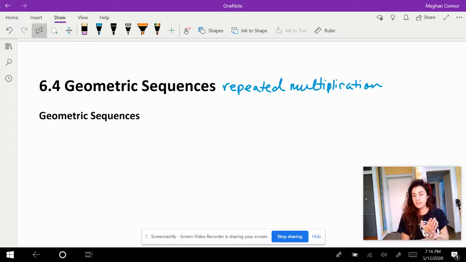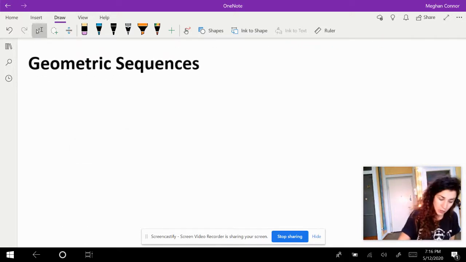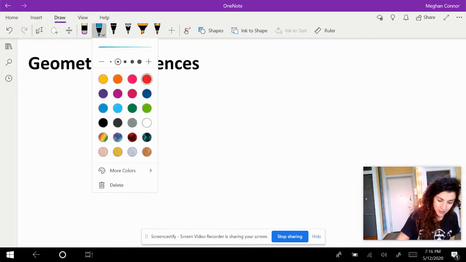So a geometric sequence, if we're talking about repeated multiplication, looks, because it is, like an exponential function, where our unknown, our x value, n, tends to be what we're talking about with sequences, but our unknown, our variable, is in the exponent. So some examples of geometric sequences would be as follows.